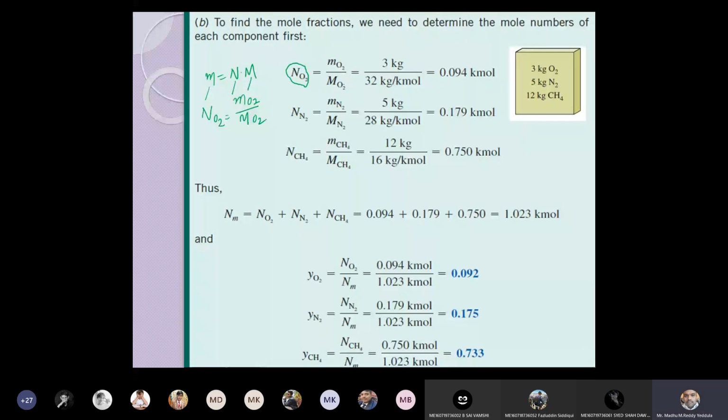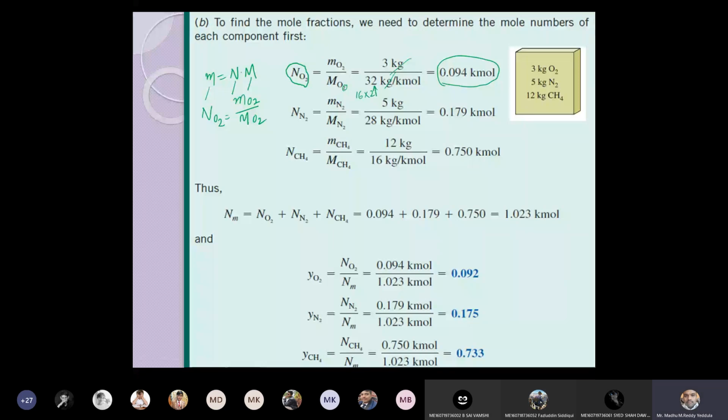And how to get the molar mass of oxygen? What is the atomic number of oxygen? 16, right? 16 into 2, 32 kg per kilomole. So from this we got the number of moles of oxygen equal to 0.094 kilomole, because kg cancelled, we are left with kilomole. Clear? Number of moles of oxygen.